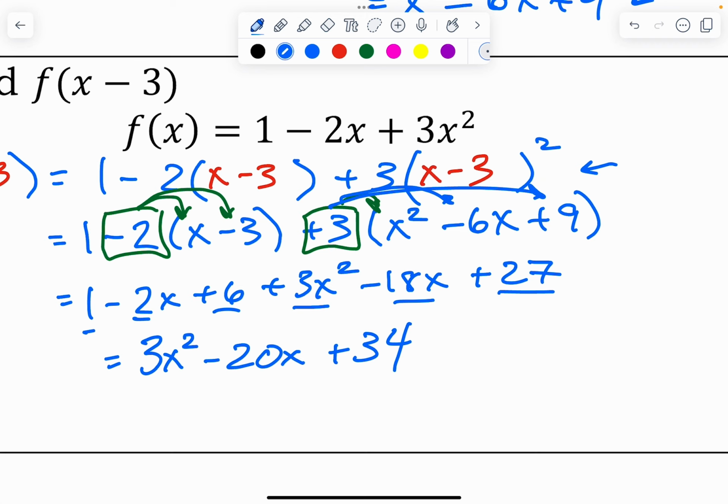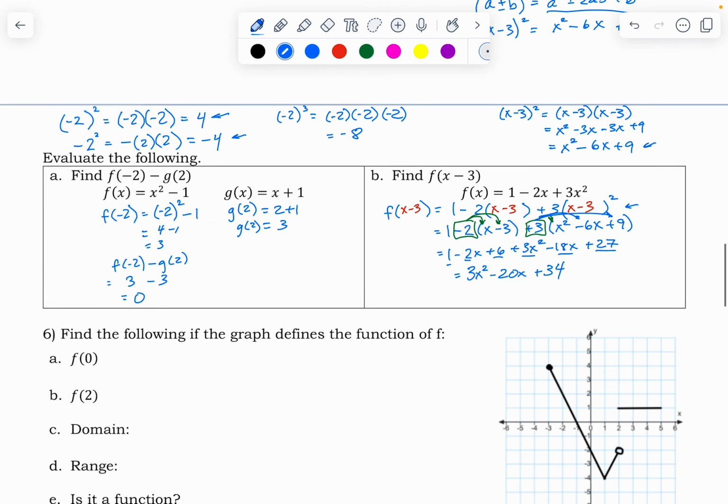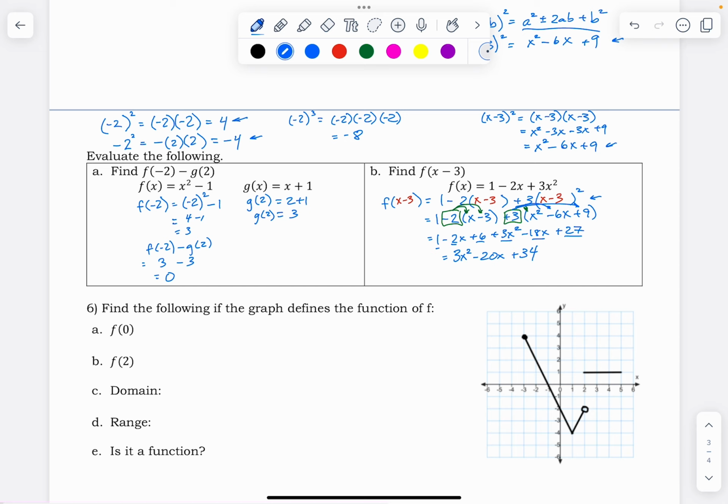If I made a mistake, comment down below and tell me nicely that I forgot how to add or something like that. But I think that should be helpful. And let's see, there's 2 piecewise functions. You know what? I'm going to save that for the next video.